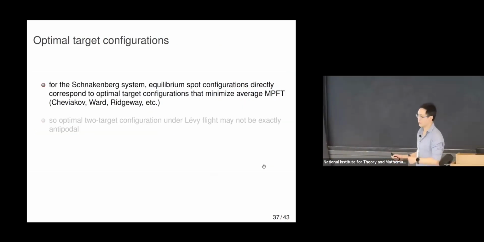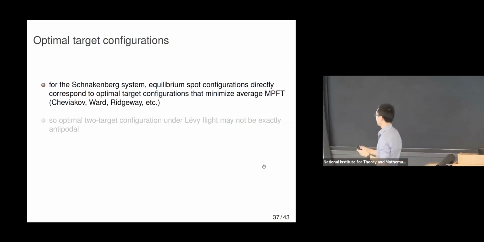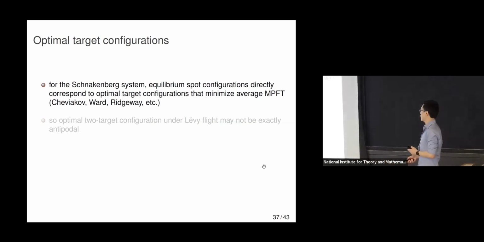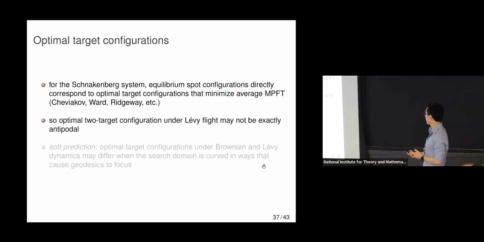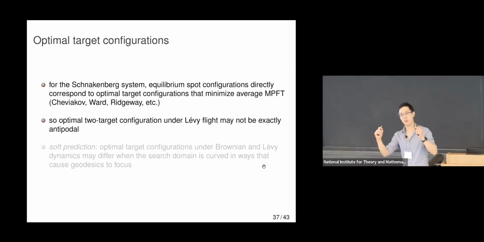If you've done these problems before, you'll know that for this particular system, equilibrium spot configurations directly correspond to optimal target configurations that minimize MFPT. It sounds weird, but it's not hard to see. So for an optimal two-target configuration under Levy flights, you might not put them antipodal anymore. You might put them a little bit off, right?